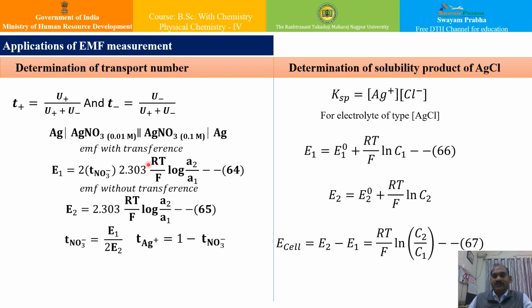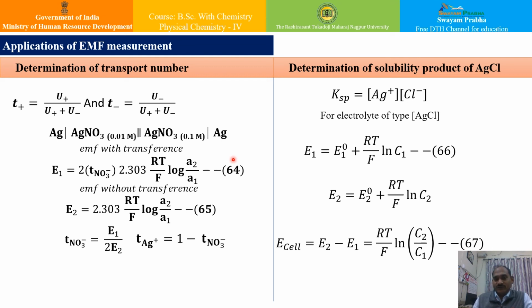Now this migration is between the electrodes, and it is proportional to the speed of that particular ion. So in between two electrodes, these ions are traveling. The cation and anion usually have different velocities under the same potential gradient, this we know very well. Therefore, the quantity of electricity carried by the cations in one direction will also be different.